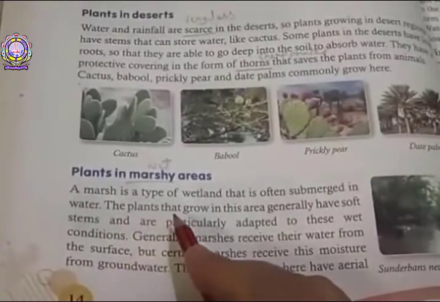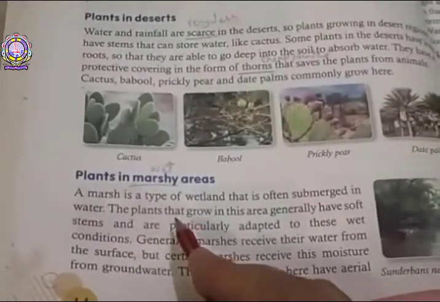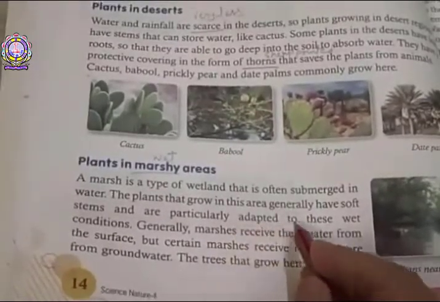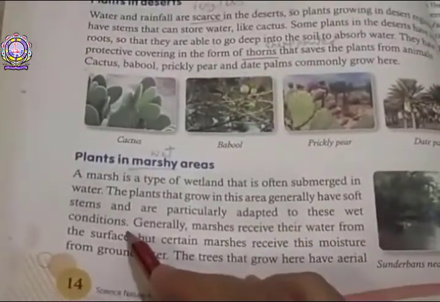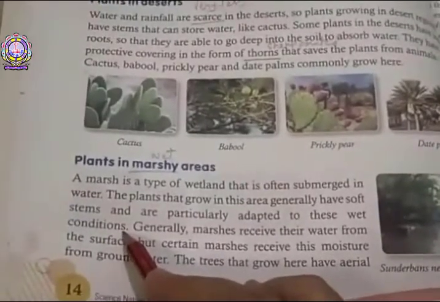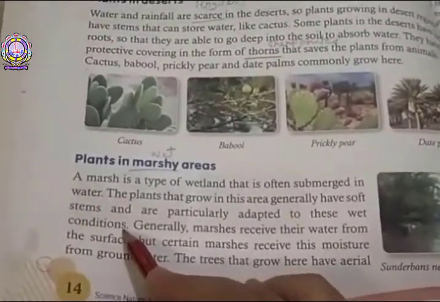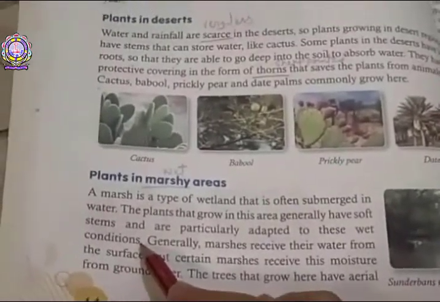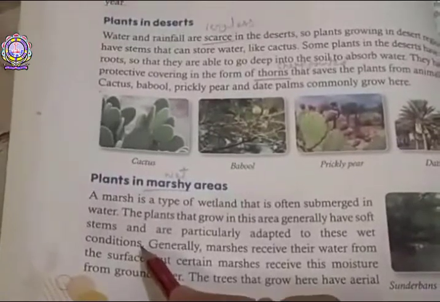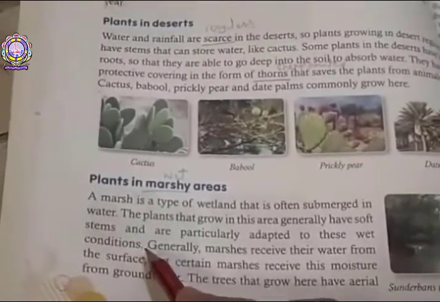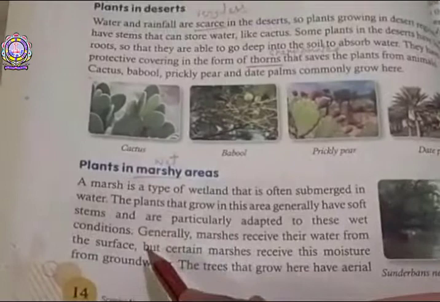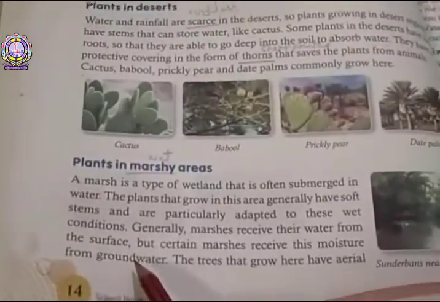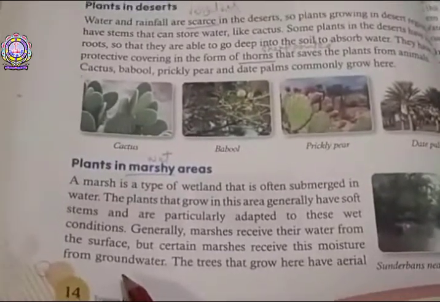The plants that grow in this area generally have a soft stem and are particularly adapted to these wet conditions. It means marshy areas are wetlands, which are submerged in the water. Generally, marshes receive their water from the surface, but certain marshes receive this moisture from the groundwater.